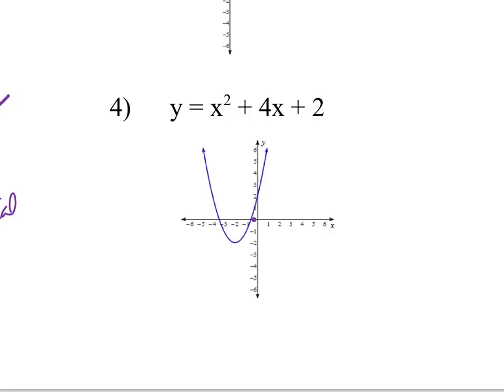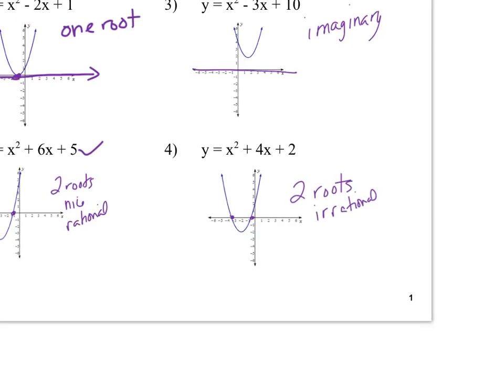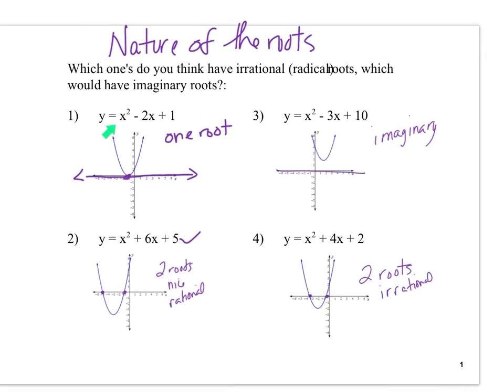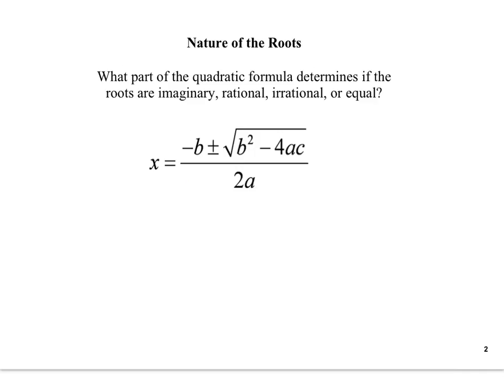And this one here is an example where it hits kind of off center. We're not really sure where they are. So there's two roots here, but we call them irrational because you can't really get an exact answer there. So these are all the possibilities that you can have when you have a quadratic equation. You could have one, two nice ones, two messy ones, or none. In this case, they'd be imaginary.